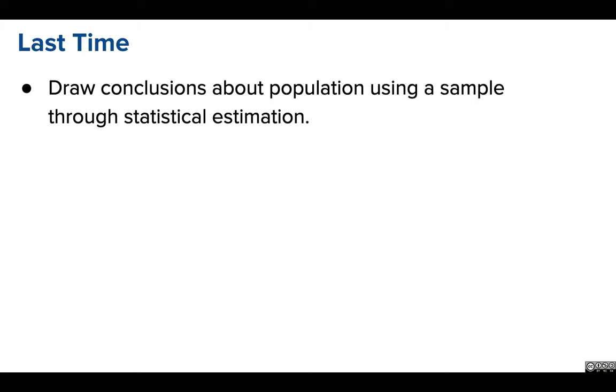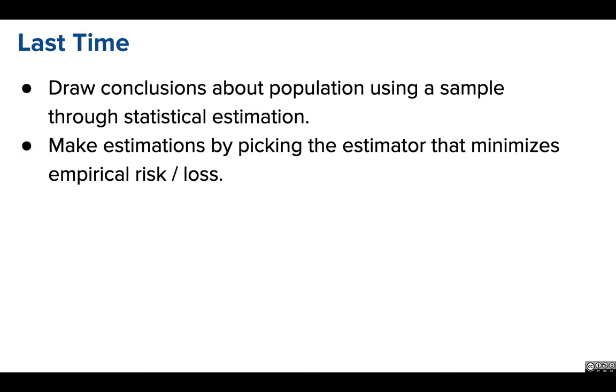It shouldn't be too far off. And on average, if you take lots of samples, the sample means will be centered at the population mean. That's what it means for an estimator to be unbiased. Okay, so we're drawing conclusions about the population from a much smaller data set, a sample. We talked about picking the estimator that minimizes the empirical risk or the average loss.